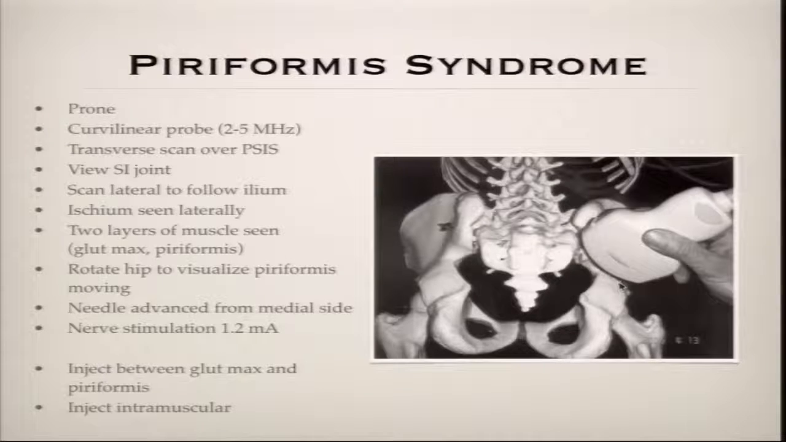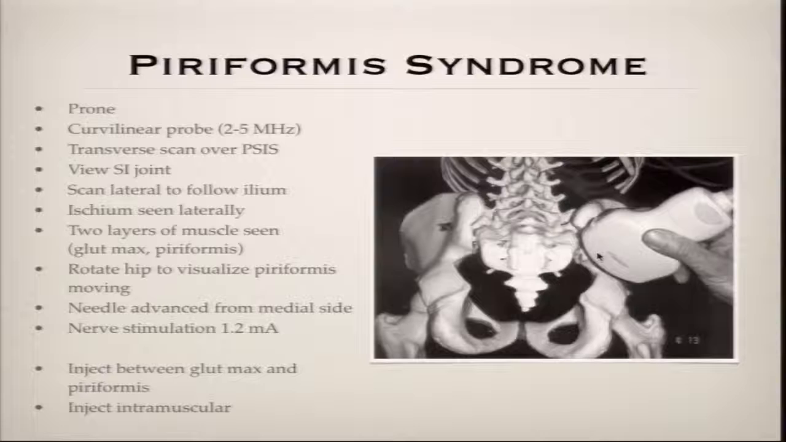then pass laterally following the ilium. And what you're looking for is to see the muscle layers above the bony structures. The lowest, deepest layer will be the piriformis muscle, and then the gluteus maximus lies above that. The needle is typically advanced from the medial side towards the piriformis muscle in plane to the ultrasound beam.